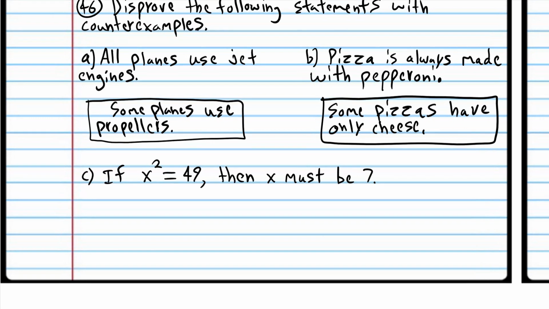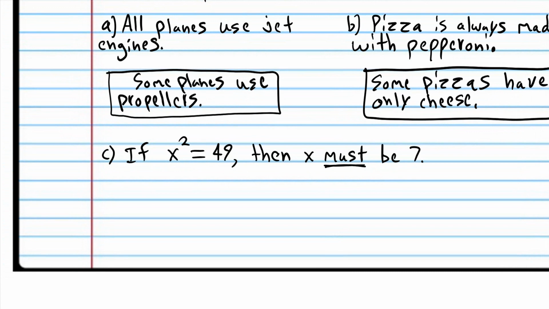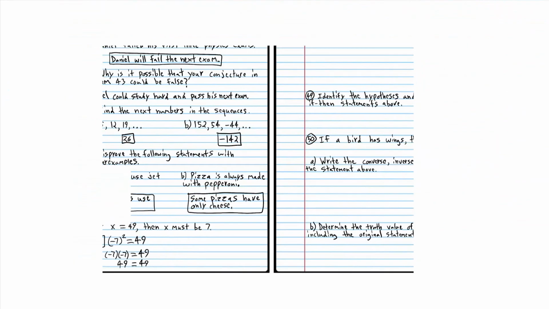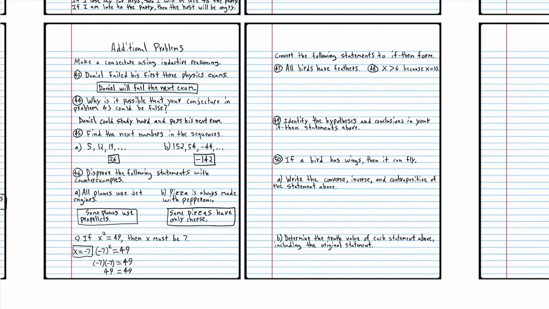All right, we're back. If x squared equals 49, then x must be 7. Notice it says it must be 7, but there's a counterexample for that. If x is negative 7, then doesn't that work too? Negative 7 to the second power is negative 7 times negative 7. I'm just going to write it out because a lot of students forget this. That would be 49, and that works also. So x can be negative 7. That's a counterexample. So we disproved that statement.